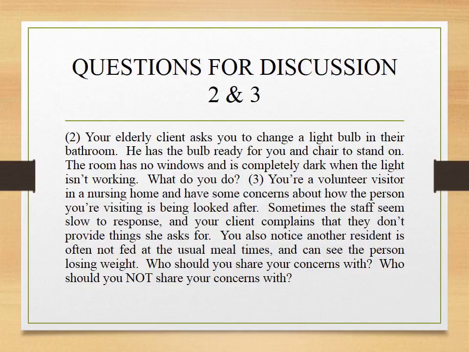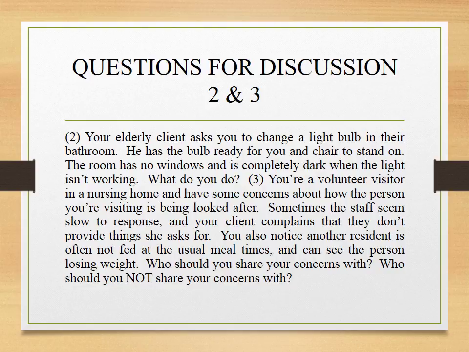Questions for discussion 2 and 3. 2. Your elderly client asked you to change a light bulb in their bathroom. He has the light bulb ready for you and a chair to stand on. The room has no windows and is completely dark when the light isn't working. What do you do?